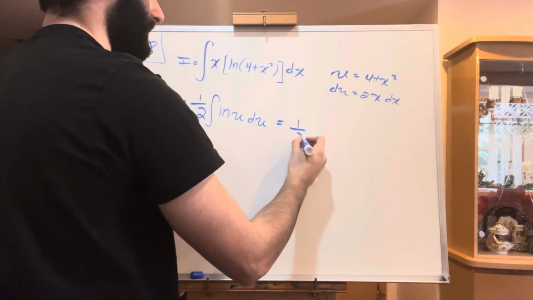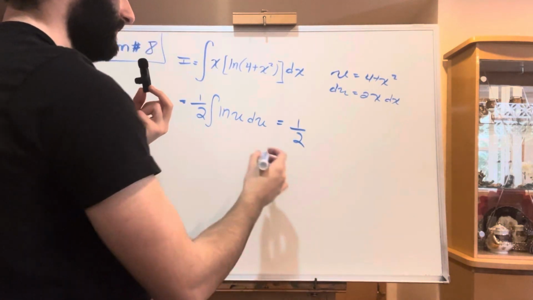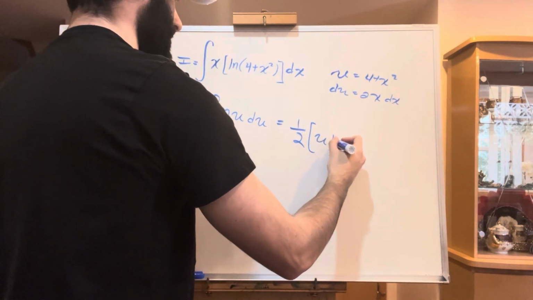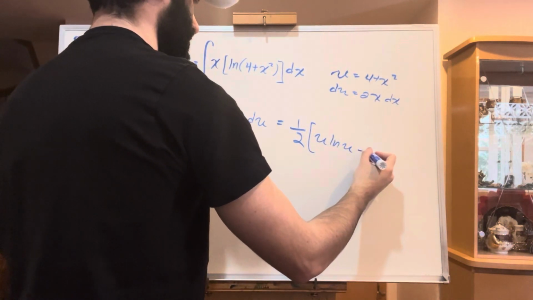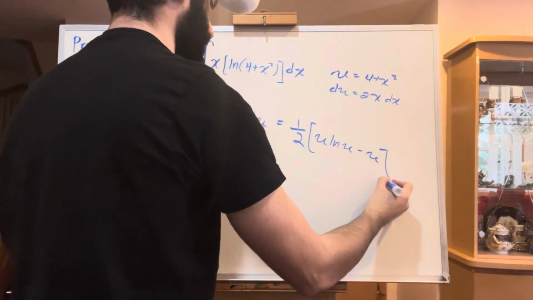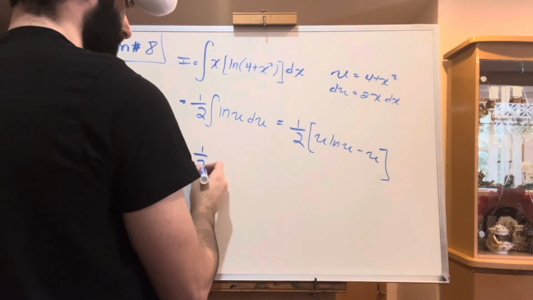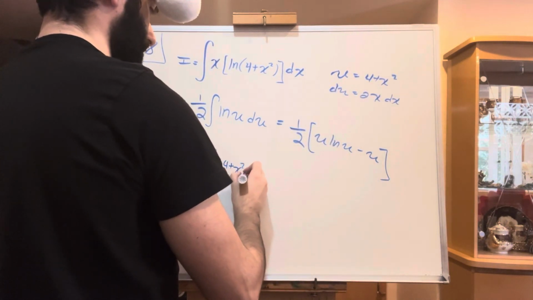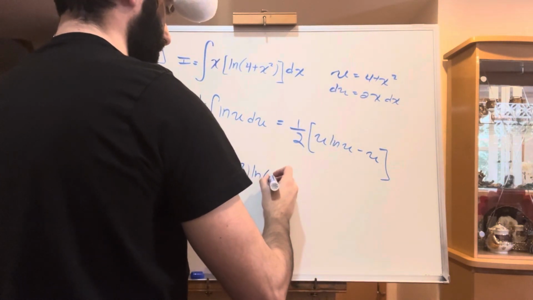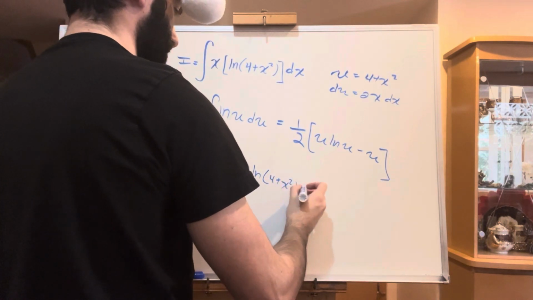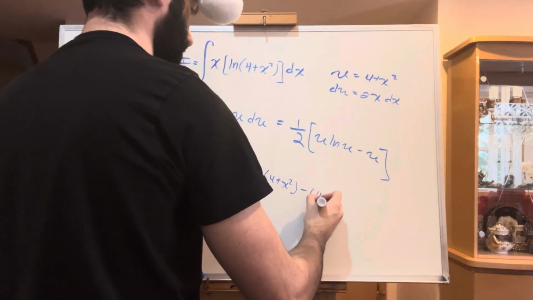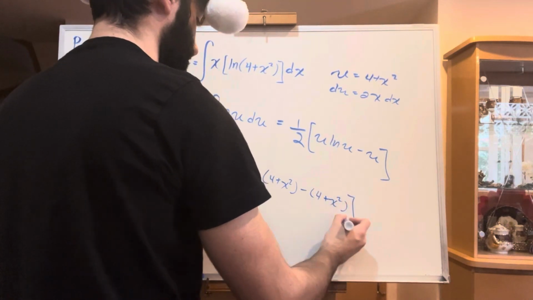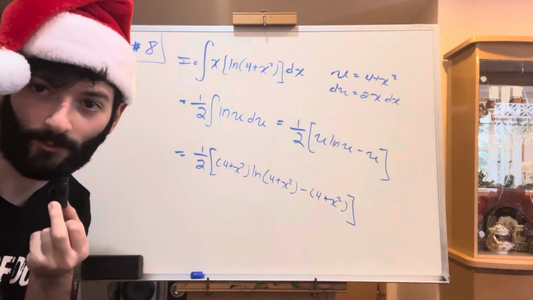And we know the integral of ln of u is just going to be u ln of u minus u. So we get our solution is 1/2 (4 plus x squared) ln of (4 plus x squared) minus (4 plus x squared). And we're done.